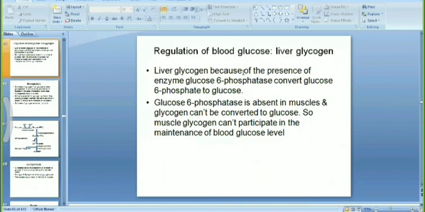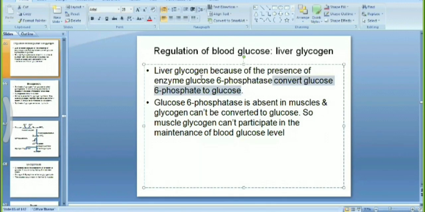Why is liver glycogen more important than muscle glycogen? Liver glycogen, because of the presence of the enzyme glucose 6 phosphatase. This glucose 6 phosphatase, we can make it bold. Liver glycogen, because of the presence of glucose 6 phosphatase, can convert glucose 6 phosphate to glucose, and muscle glycogen cannot, because of the absence of glucose 6 phosphatase.